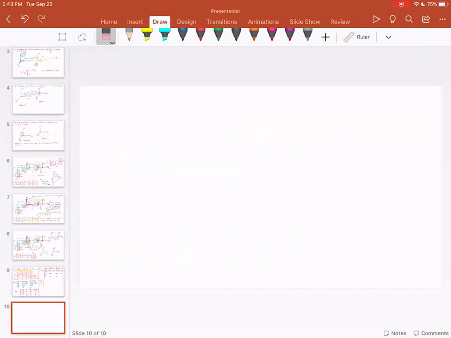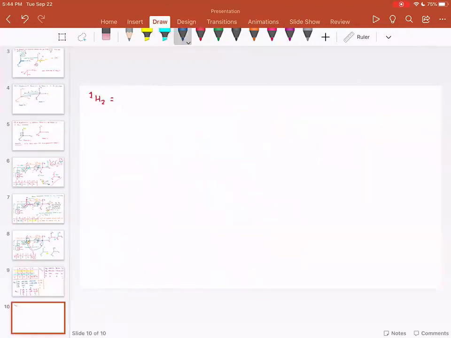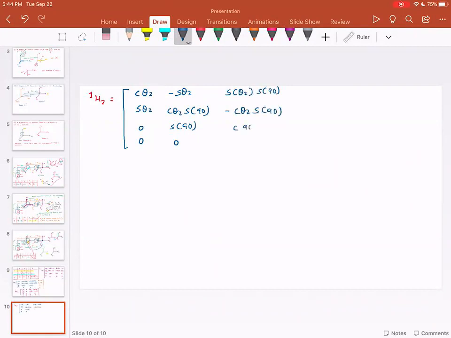Similarly, you can formulate 1H2. To find 1H2, you need to grab the thetas, r's, d's from the second row, and that becomes cosine theta 2, sine theta 2, 0, 0, minus sine theta 2, cosine theta 2, sine of 90 degrees, sine of 90 degrees, 0, sine theta 2, sine of 90 degrees, minus cosine theta 2, sine of 90 degrees, cosine of 90 degrees, 0, and then the R2 and D2 are zeros, so you will have 0, 0, 0, 1.